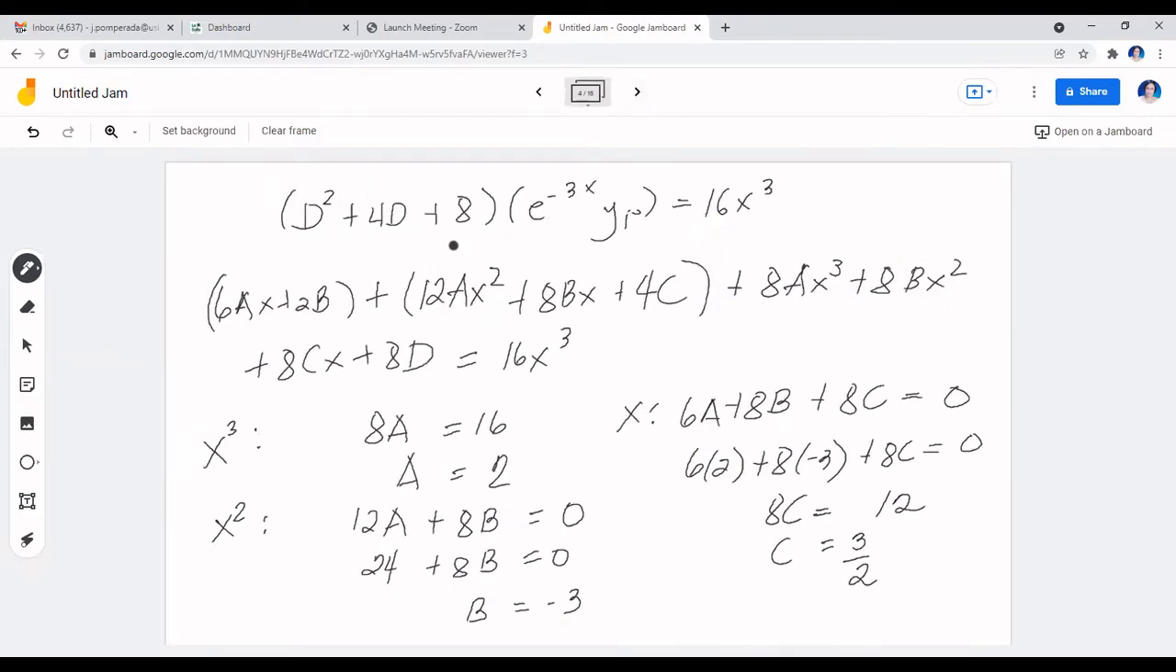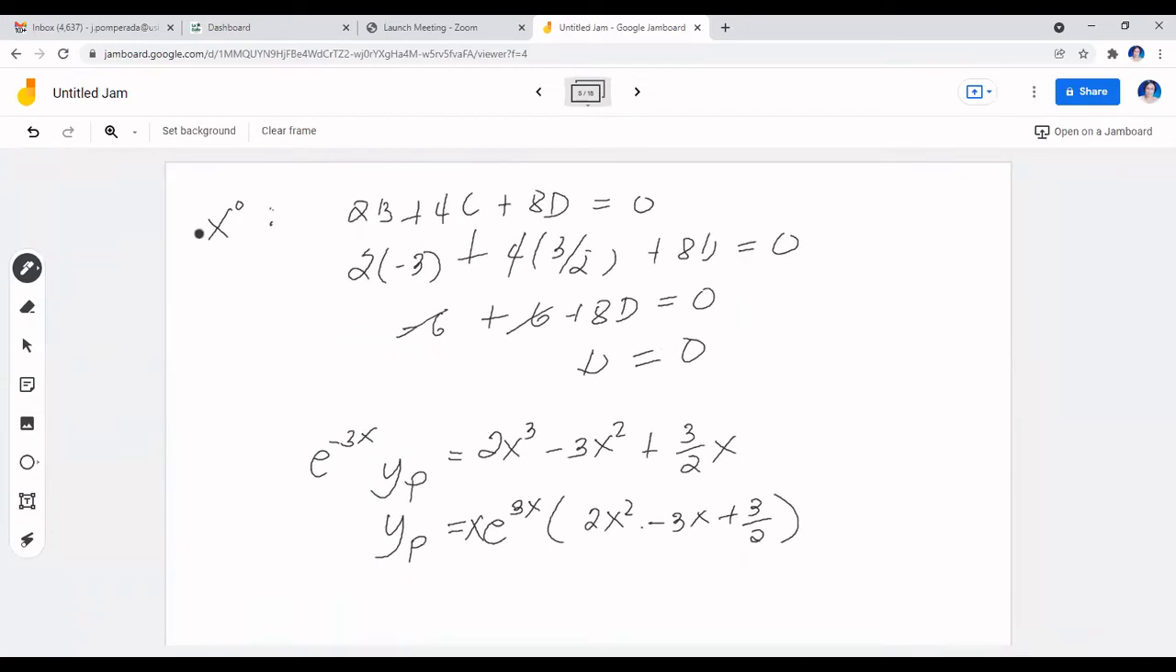So if we substitute on this transformed DE, this will be the second derivative. This is 4 times the first derivative. This is 8 times the form of the particular solution of this new unknown function. And we equate it to 16x cubed. The rest of the procedure is exactly the same as the method of undetermined coefficients. You equate coefficients of terms for x cubed, x squared, x, and for the constant.